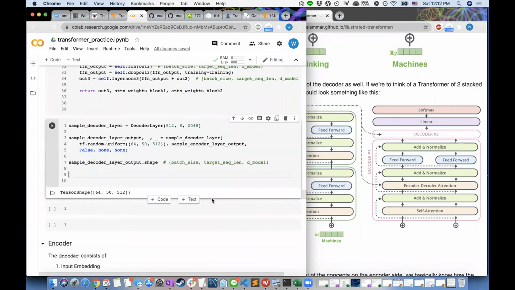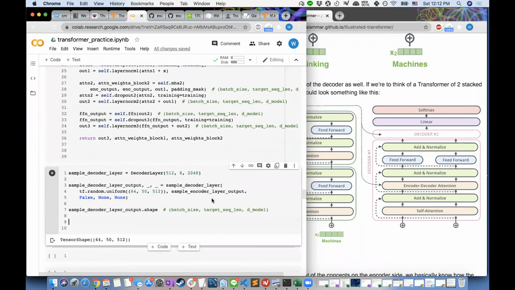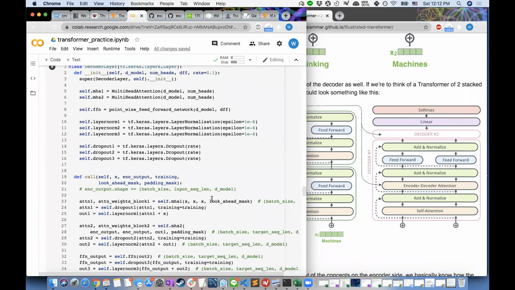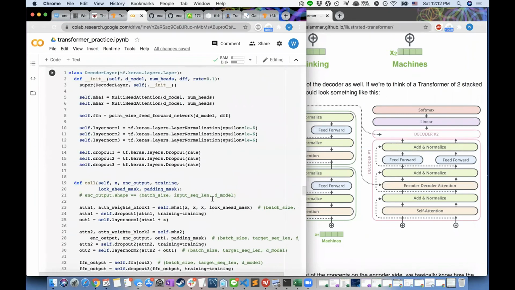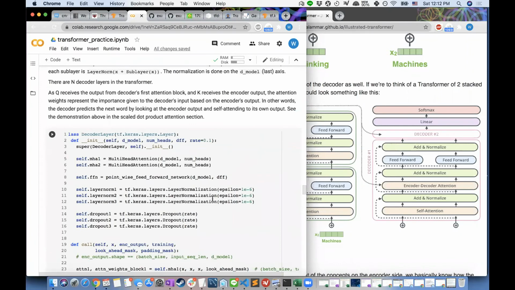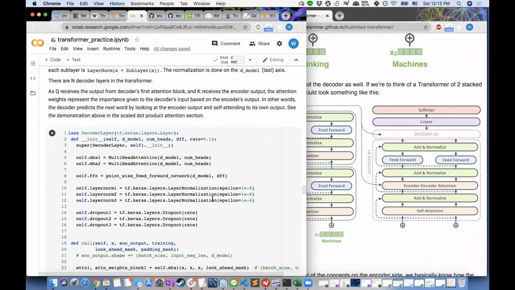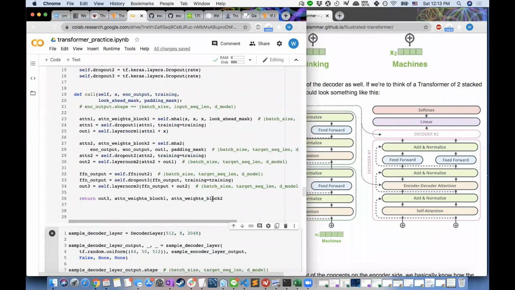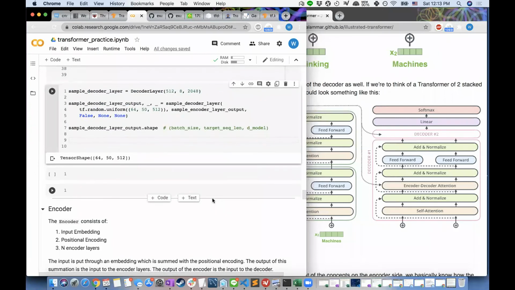Great. So any questions? Is that clear? Any questions before we go ahead? That's the encoder layer and decoder layer. Okay, seems like we don't have questions here.